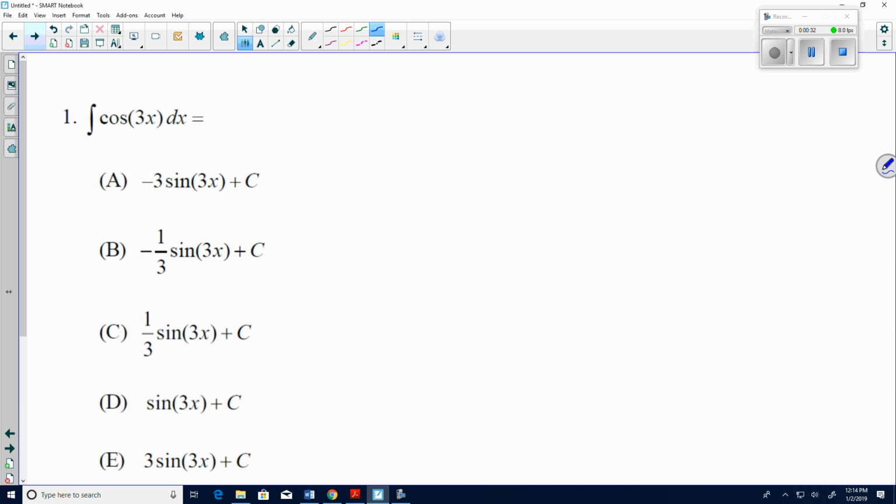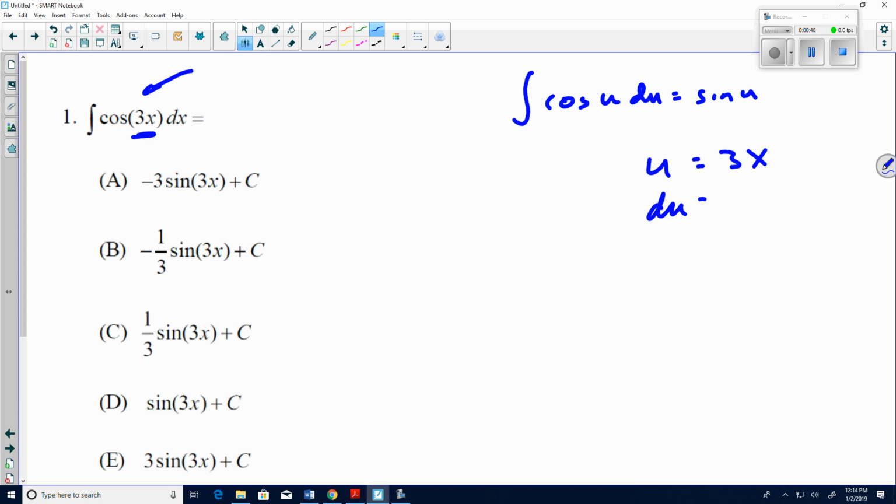Okay, so first one, integrate the cosine, our basic integral rule. The integral of cosine of u du is sine of u. In this problem, the u is 3x, so the du is 3dx. We don't have 3dx, but we can easily get it: just put a 3 in there. 1/3 would compensate, so we have 1/3 sine of 3x, and don't forget to add the constant. 1/3 sine of 3x. Choice C is the answer.